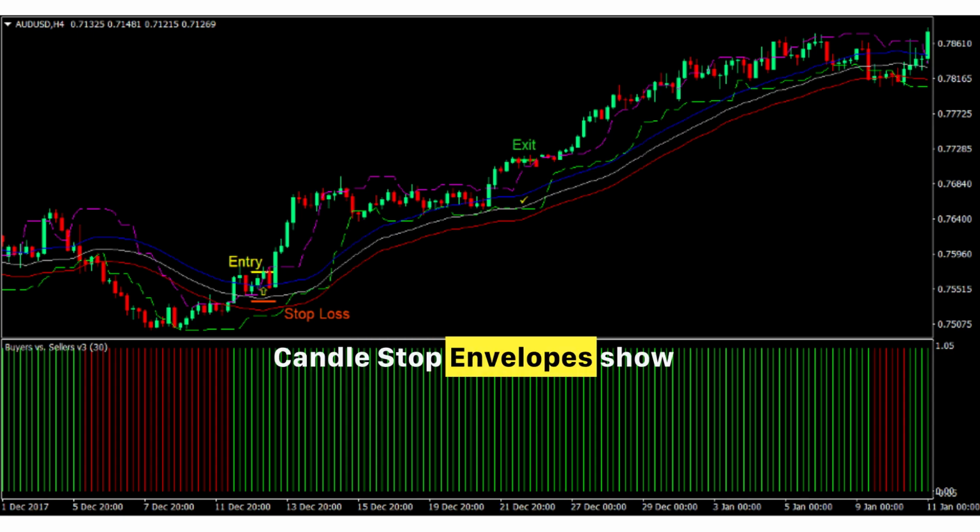Candle stop envelopes show where price is stretched or reversing. Momentum direction confirms whether the move is strong enough to take.